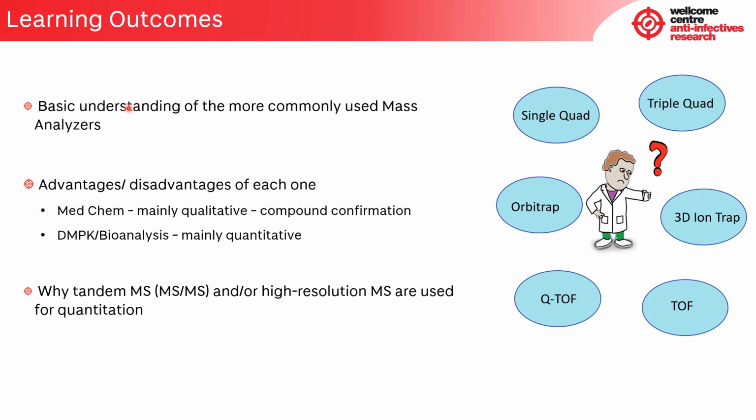In terms of learning outcomes, we'll explain how each type of instrument operates. We'll then look at their advantages and disadvantages in terms of their use in medchem, which mainly involves compound conformation, and in DMPK bioanalysis, which is predominantly quantitative. Finally, we'll show why most quantitative analyses are performed using either tandem MS or high-resolution MS.